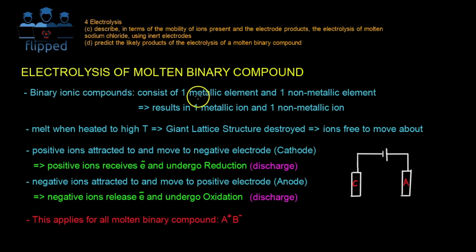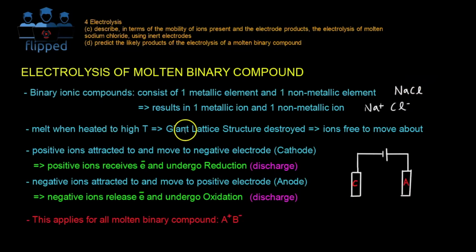Basically, they just consist of one metallic element and one non-metallic element. Okay, one classic example would be NaCl, sodium chloride. If I decompose this NaCl, it will result in one metallic ion and one non-metallic ion, which are Na+ and Cl- respectively. Am I right? So this is formed when you melt the solid NaCl at high temperature.